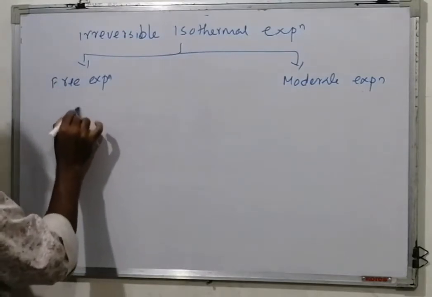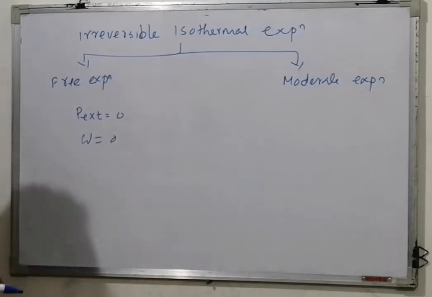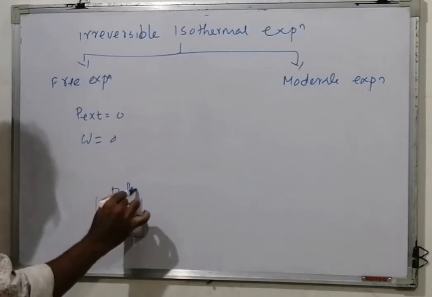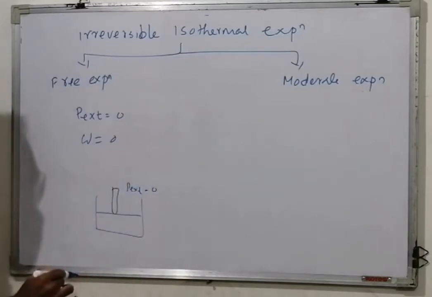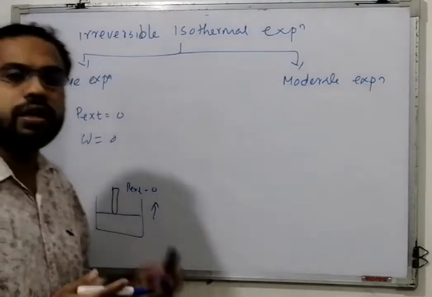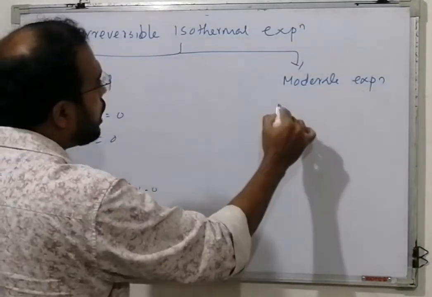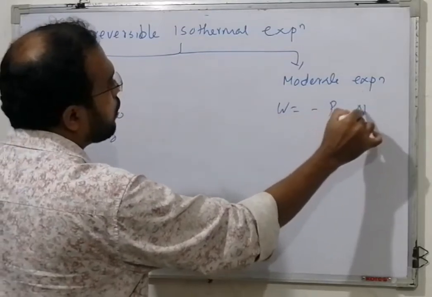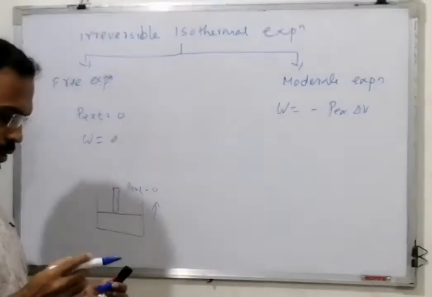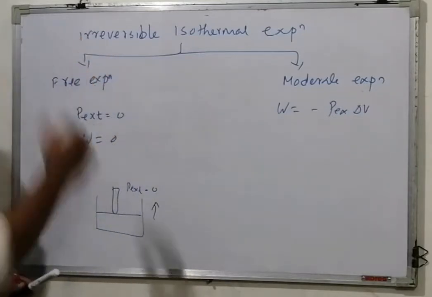Free expansion, that is, in the free expansion, P external, free means work is zero because the external pressure is zero. That is, you have a system with a piston, here P external is equal to zero. Push up, the piston will be pushed up without any work, because our work depends upon external pressure. In the moderate expansion, minus P external delta V. This is for isothermal reversible, or free expansion.